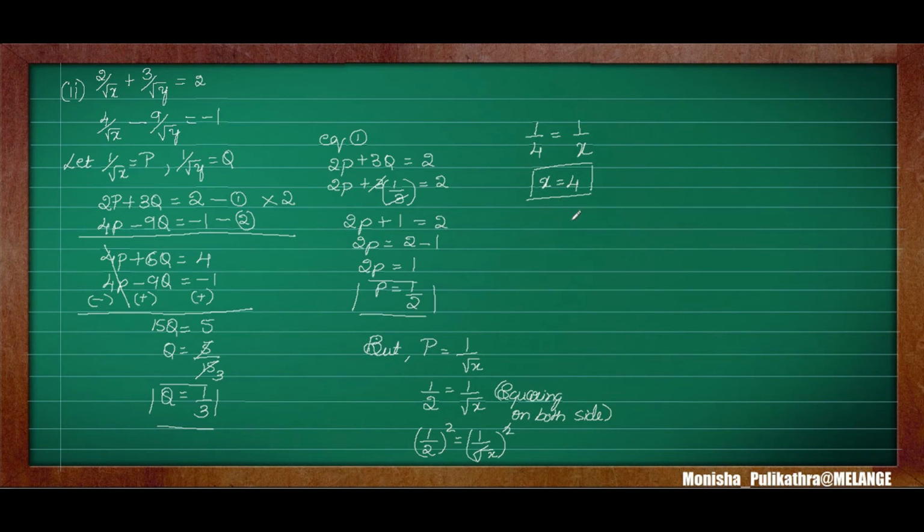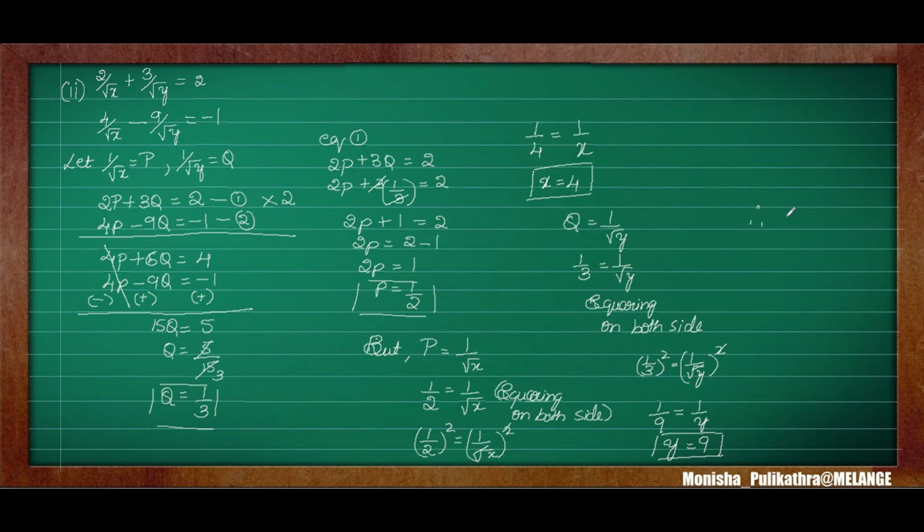In the same method, q is 1 by root y, where q is 1 by 3, is equal to 1 by root y. Again squaring on both sides. So 1 by 3 whole square is equal to 1 by root y whole square. Here the square and root cancel each other. So 1 by 9 is equal to 1 by y. When I take the reciprocal, y is equal to 9. Fine. Therefore, the value of x is 4 and the value of y is 9. I hope you understood this.